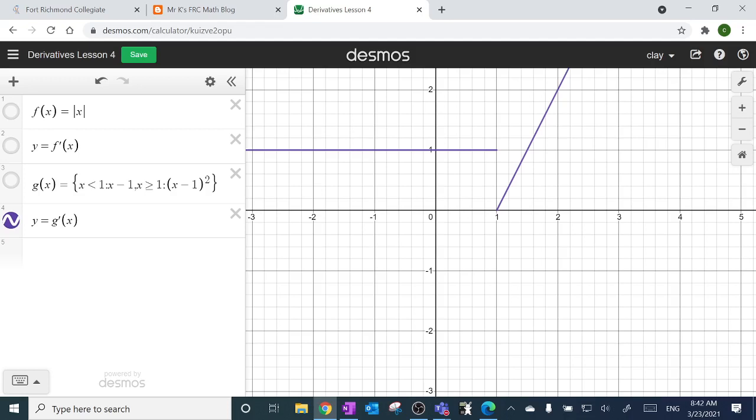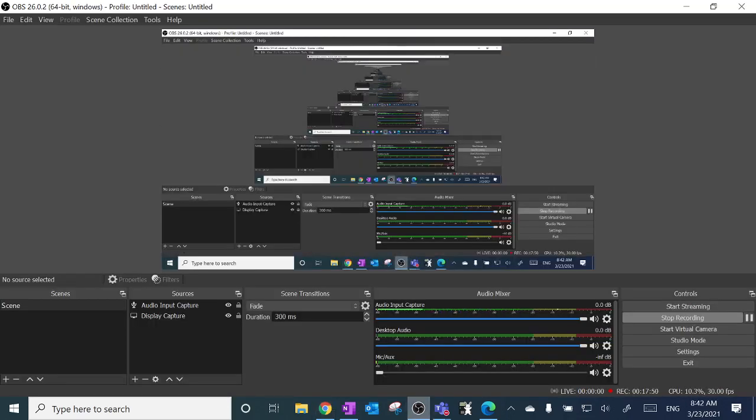Okay, so there we go. That's basically the more formal version of the differentiability lesson. I'll stop my recording.